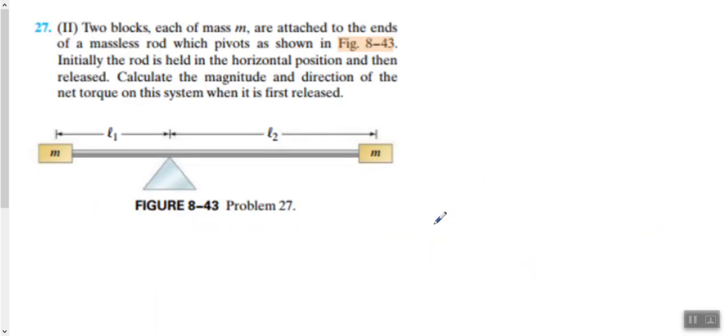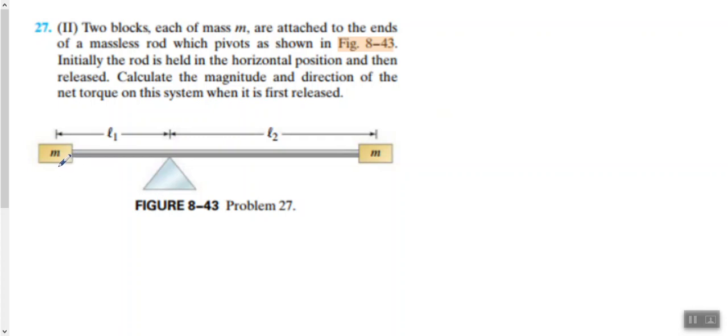So let's take a look at another problem here. This is from another textbook that I used, the Giancoli textbook. It says level 2, so that means it's a difficult problem. Let's calculate the magnitude and direction of the net torque on this system when it is first released. So we're going to look at the torque. There is a counterclockwise torque due to the force of gravity here, and the clockwise torque due to the force of gravity on the right block.